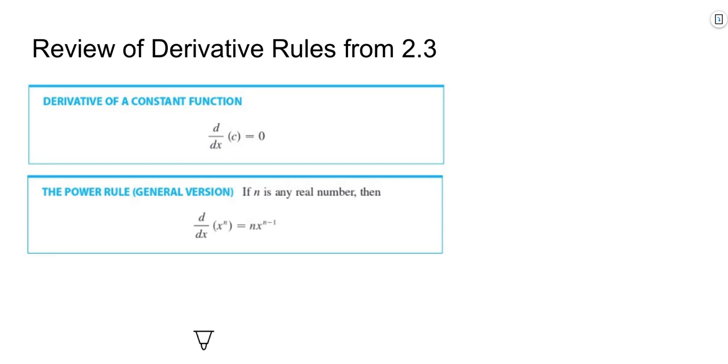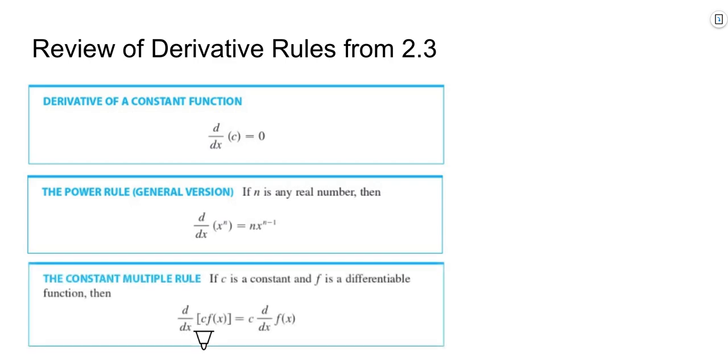The power rule is the major part that we're going to use. Take that exponent, multiply it in front, and then subtract 1 from the exponent. We also find that if we've got a constant times a function, we can just take the constant out front, get the derivative, and then multiply the derivative by that same constant. So these are just things we picked up in 2.3.